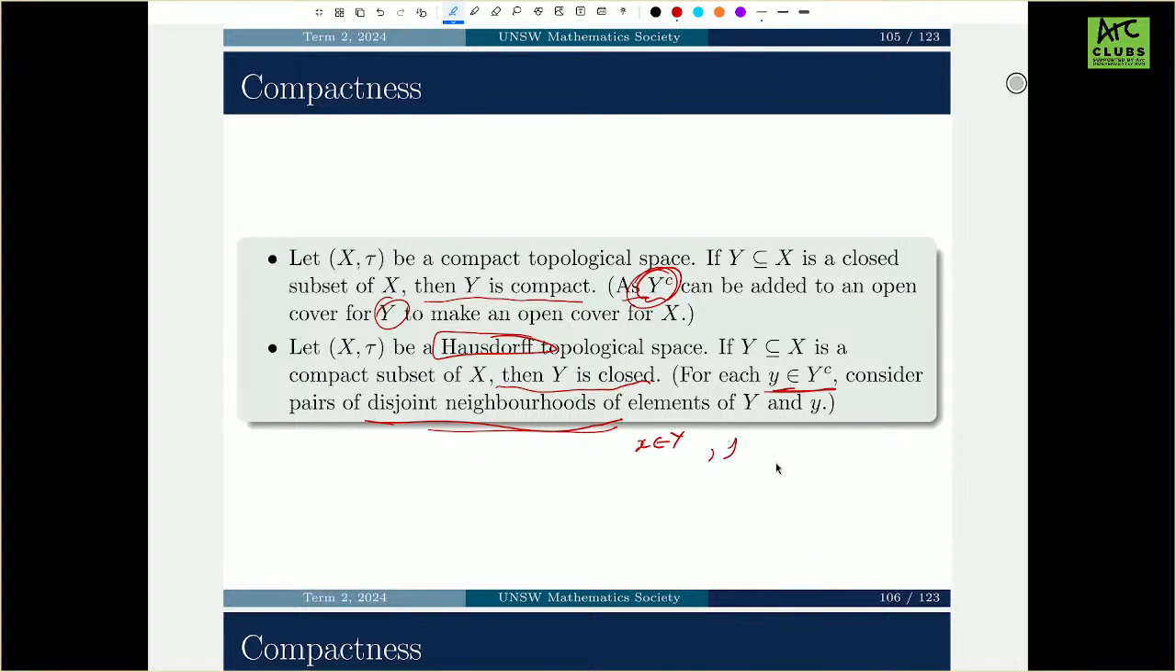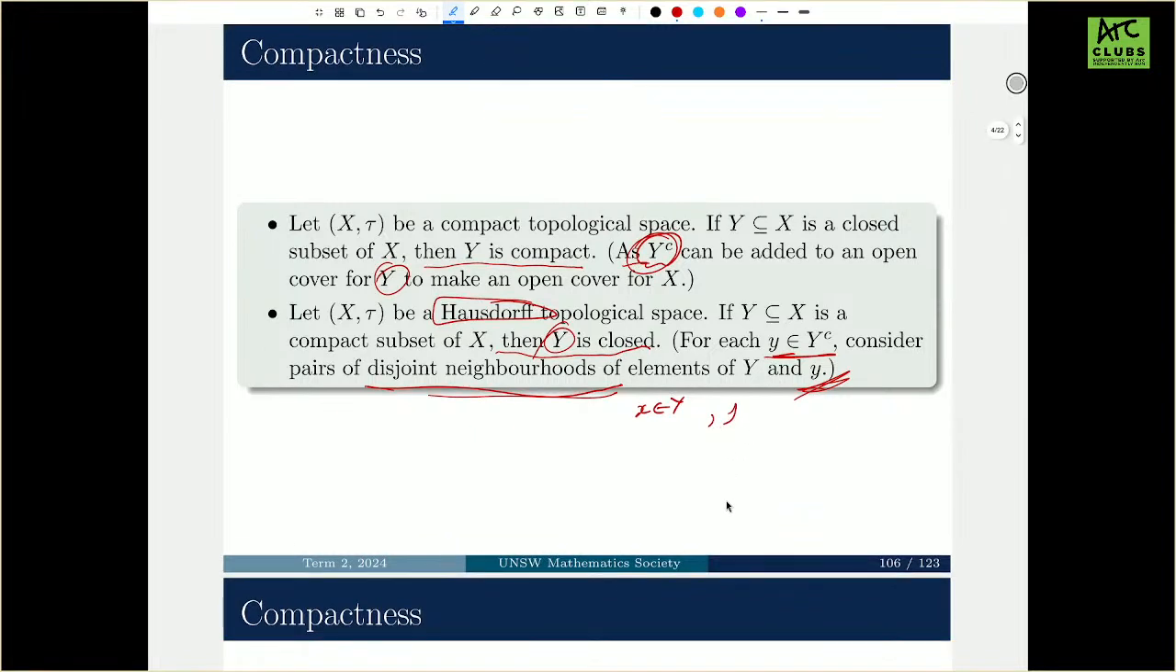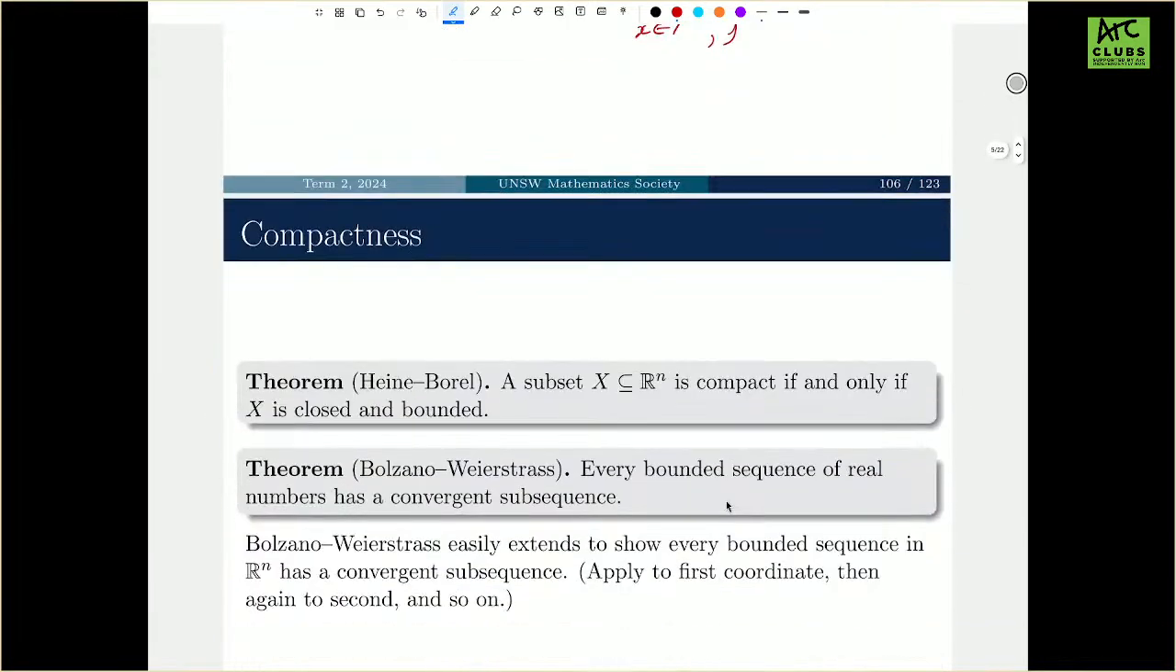You can take the union of all those neighborhoods of x, and that should give you neighborhoods of points in Y. They will end up covering Y. You can take a finite subcover, and then they should correspond to disjoint neighborhoods of Y. And you should be able to take the finite intersection of them to get an open neighborhood around Y. I believe that is the gist of the proof of that.